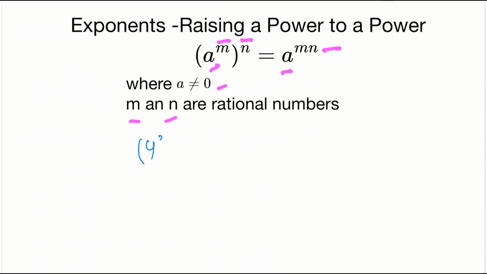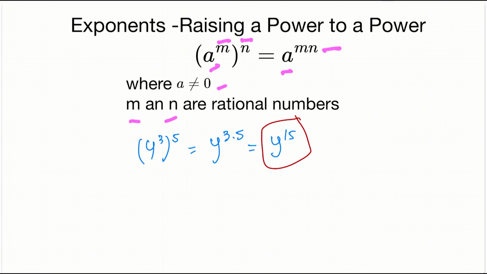Y cubed raised to the 5th power. That's just y to the 3 times 5, just like our rule tells us. Y to the 15th power. So there's the answer to that example.